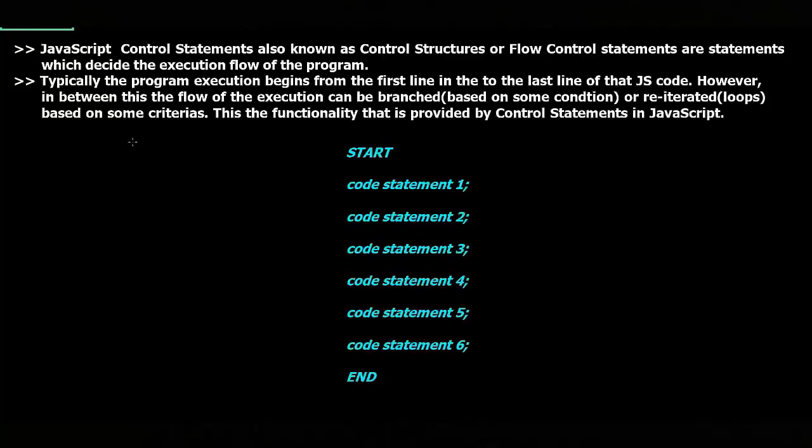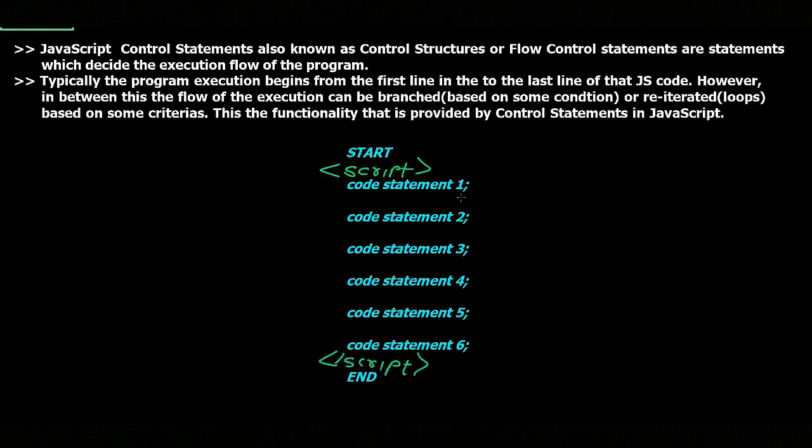So a little bit of theory on JavaScript control statements. These control statements basically govern the execution flow of the program. So what do I mean by this? As you can see on the screen, in the blue code, typically this is what happens. Let's say we have the JavaScript code inside our script tag. Okay, so this is our script tag.